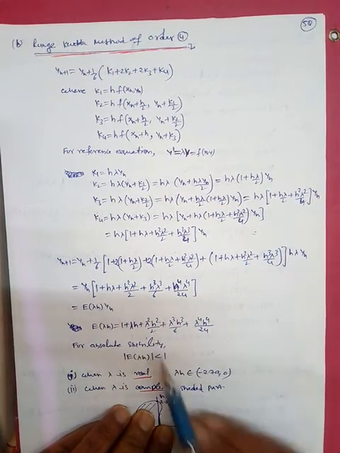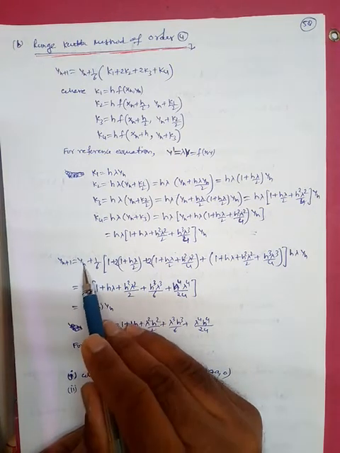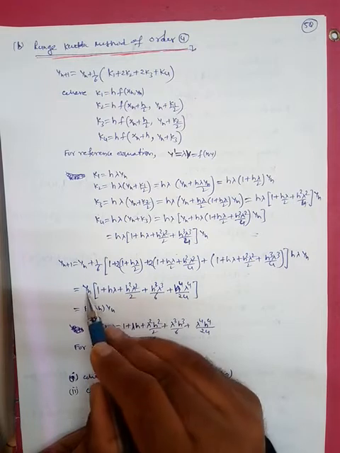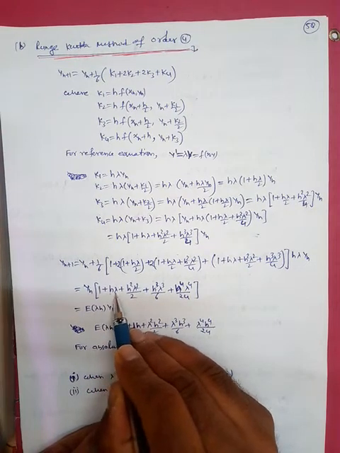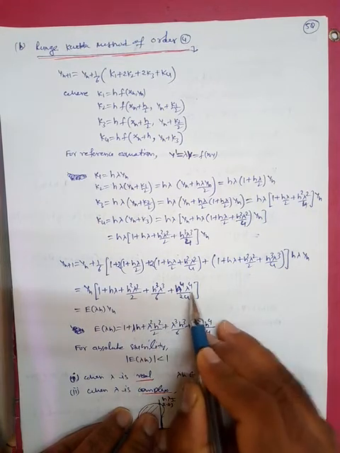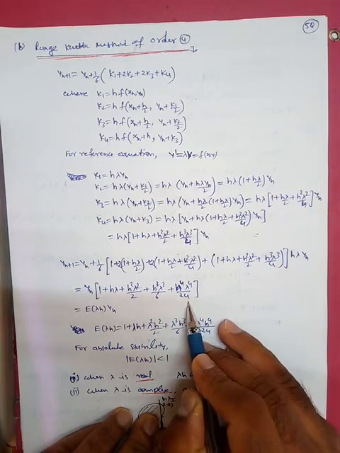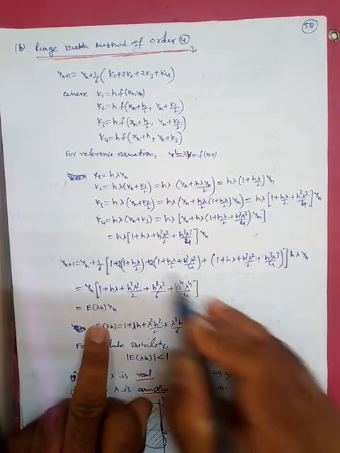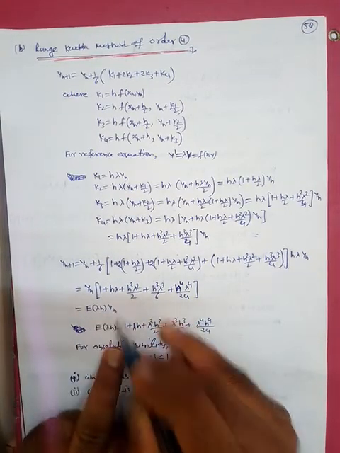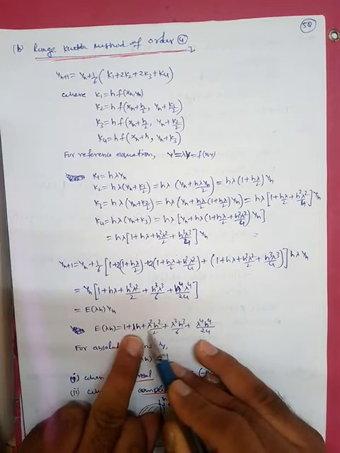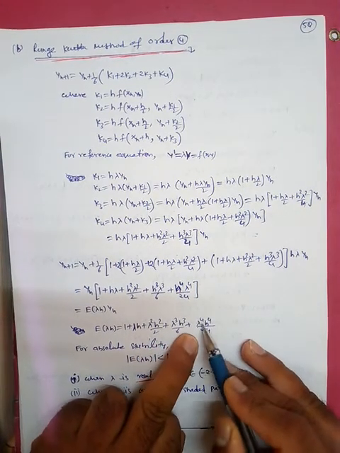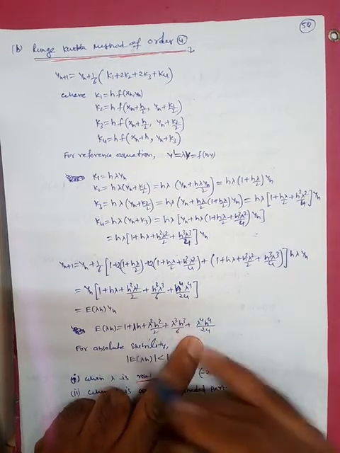When you simplify this, we will get yn plus, because here is yn, here is yn, you can take yn common, and then 1 plus h lambda plus h square lambda square by 2 plus h cube lambda cube by 6 plus h4 lambda 4 by 24. Ultimately this bracket quantity is your e to the lambda h, and this is your yn. So e to the lambda h is 1 plus lambda h plus lambda square h square by 2 plus lambda cube h cube by 6 plus lambda 4 h4 by 24. So this is a fourth order method.